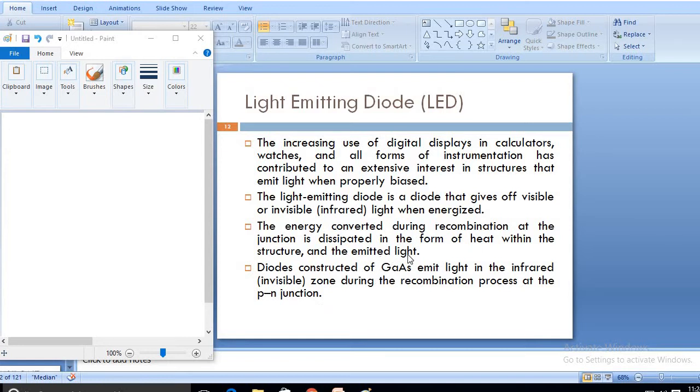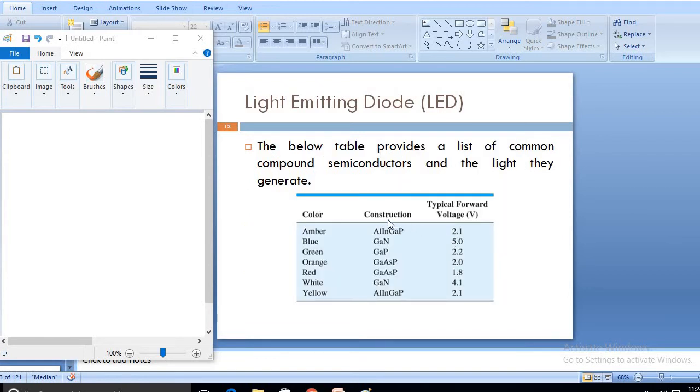So many LEDs are there. Here one example is GaAs. I will show with a table. These are the constructions of other LEDs: GaN, GaP, GaAsP. These are all the different types of LEDs and their respective colors and the typical forward voltage of each.